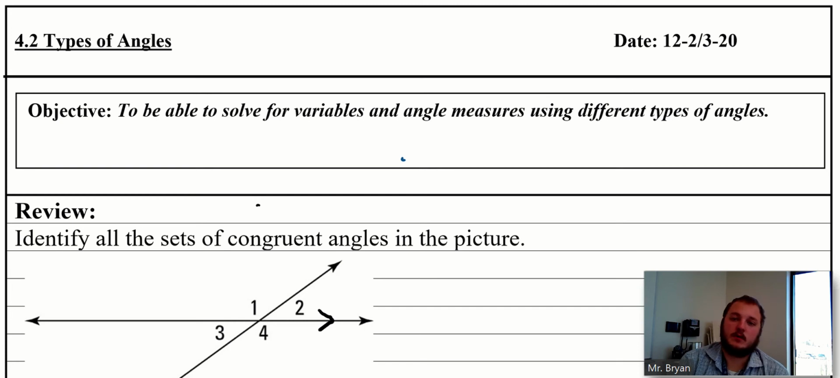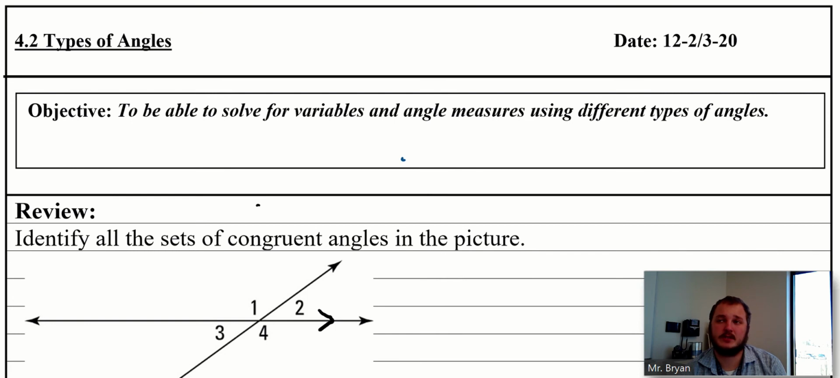Alright guys, welcome back to our next section of notes for this unit. Continuing what we've been talking about with parallel and perpendicular lines. Today we're going into 4.2 and we're talking about specifically these different types of angles that we see when we look at these diagrams with parallel lines cut by a transversal.